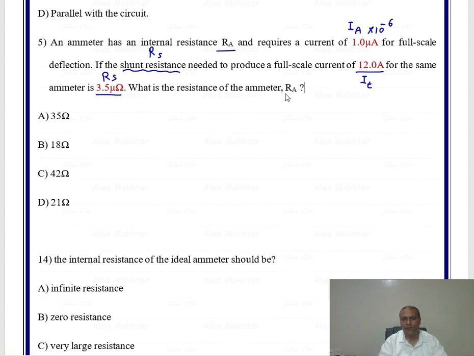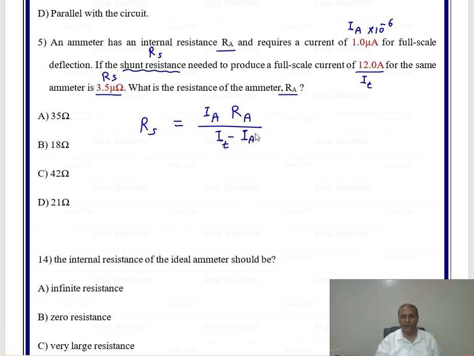What is the resistance of the ammeter? Ra equals what? Rs equals Ia times Ra over I minus Ia. We can consider it I total. Rs is the shunt resistance, a small resistor connected in parallel inside the ammeter to increase the range. Ia is the ammeter current, a small current. Ra is the ammeter resistance, the internal resistance of the ammeter. I total is the current we need to measure after increasing the range.